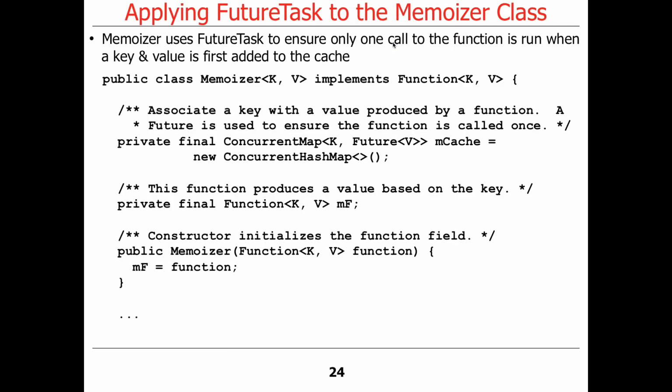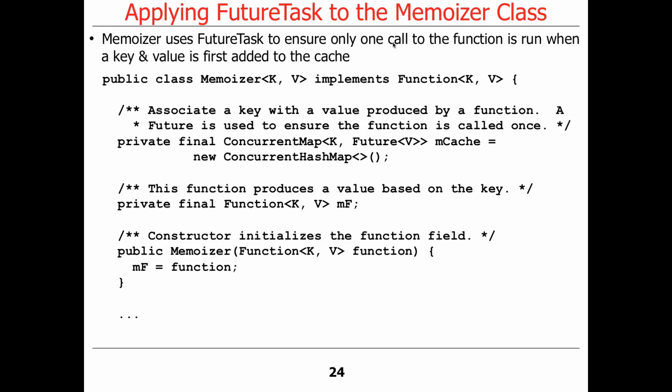So let's talk about the actual implementation. This is really super cool. So here's Memoizer. It implements Function. It defines a ConcurrentHashMap. And this ConcurrentHashMap is going to be used to check to see if we already have a value computed for a key. But to be really clever, we're going to define the hash map to have a key, K, and a Future of V. And you'll see why we have the Future of V in a second. It's really subtle, but it solves an otherwise thorny problem.